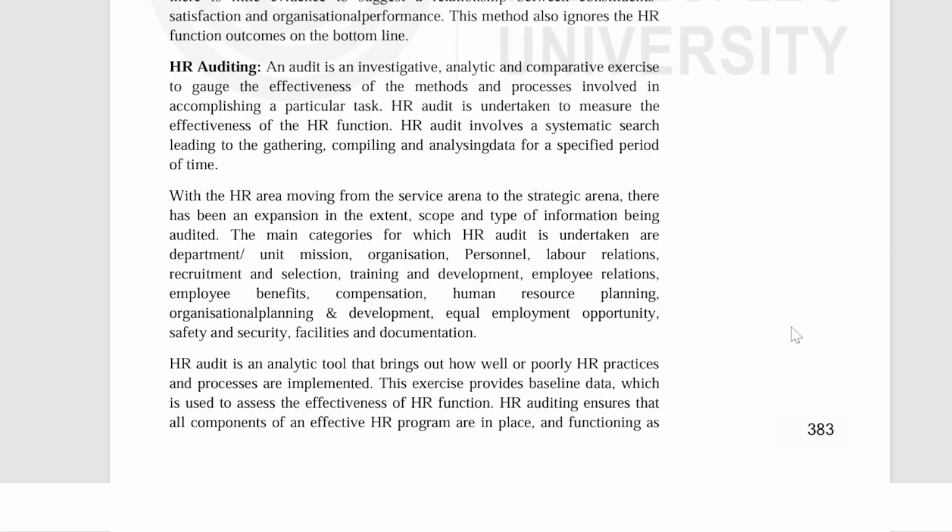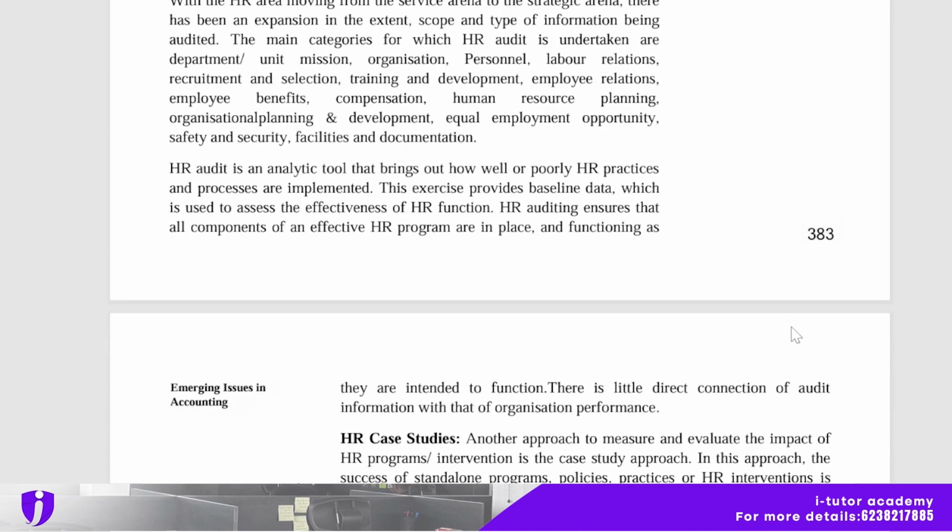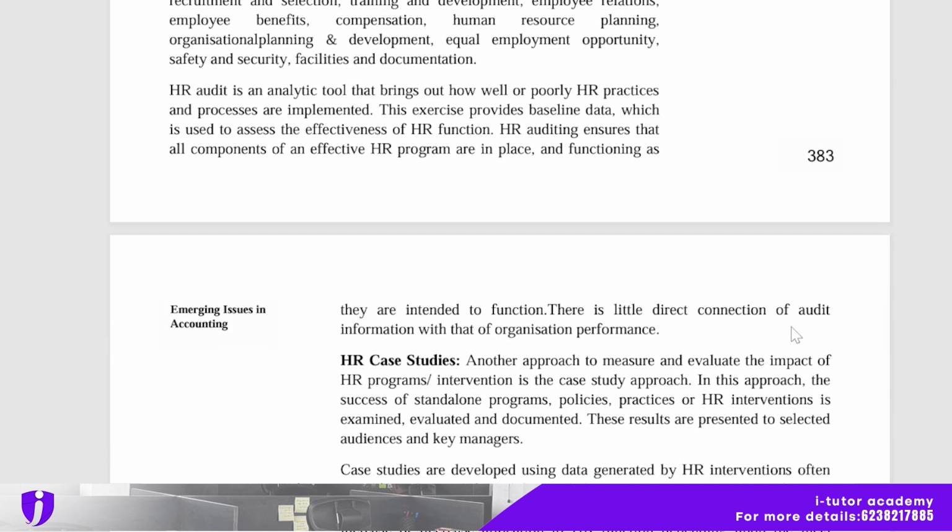HR auditing. An audit is an investigating, analytic and comparative exercise to gauge the effectiveness of the methods and processes involved in accomplishing a particular task. HR audit is undertaken to measure the effectiveness of the HR function. HR audit involves a systematic search leading to the gathering, compiling, and analyzing of data for a specified period of time. And HR audit is an analytic tool that brings out how well or poorly HR practices and processes are implemented. These exercises provide baseline data which is used to assess the effectiveness of the HR function.